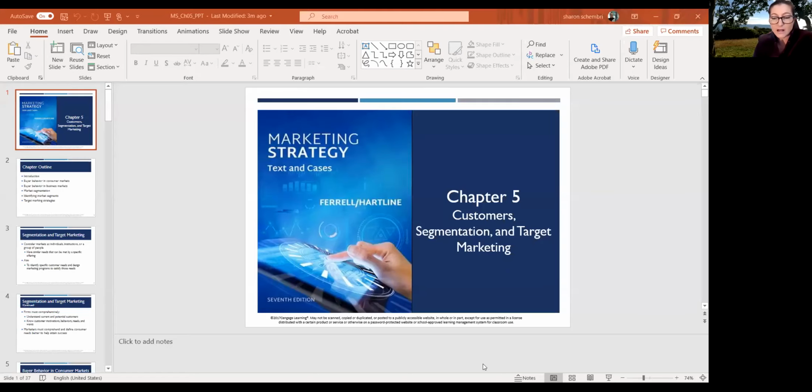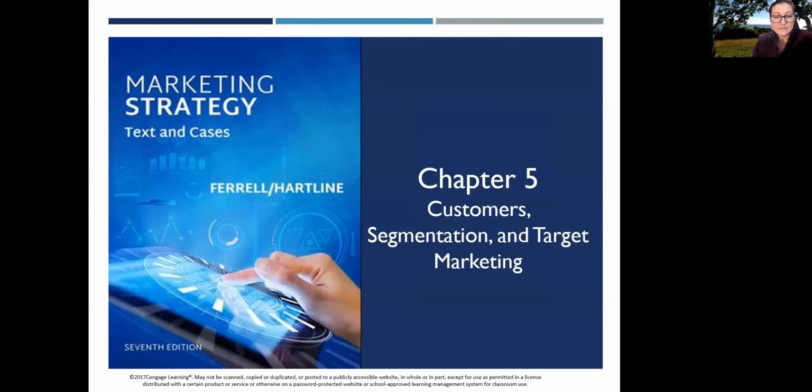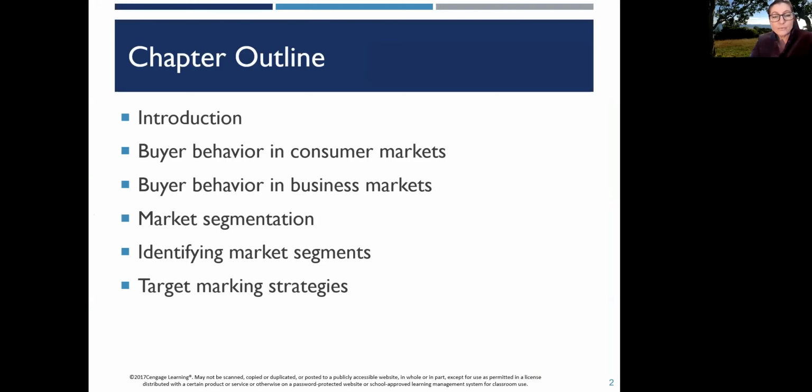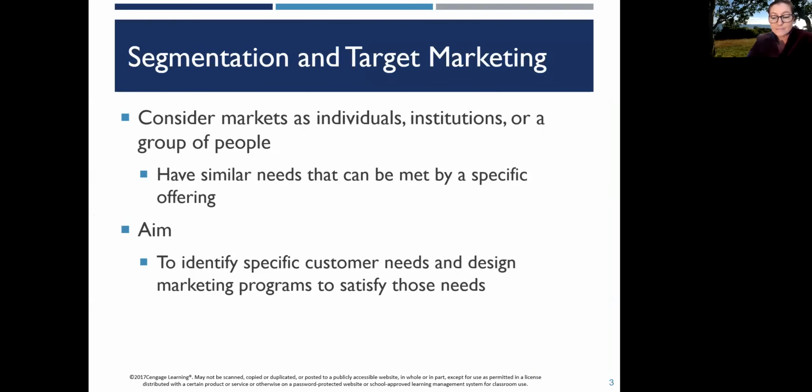Today we're looking at Chapter 5, and Chapter 5 is all about customers, segmentation and target marketing. Right, so we'll share the screen here and we'll get going. So in this chapter, we're looking at buyer behavior in consumer markets, as well as business markets. Then we'll look at the concept of market segmentation and specific segments within the marketplace, and using that segmentation strategy to identify our target markets.